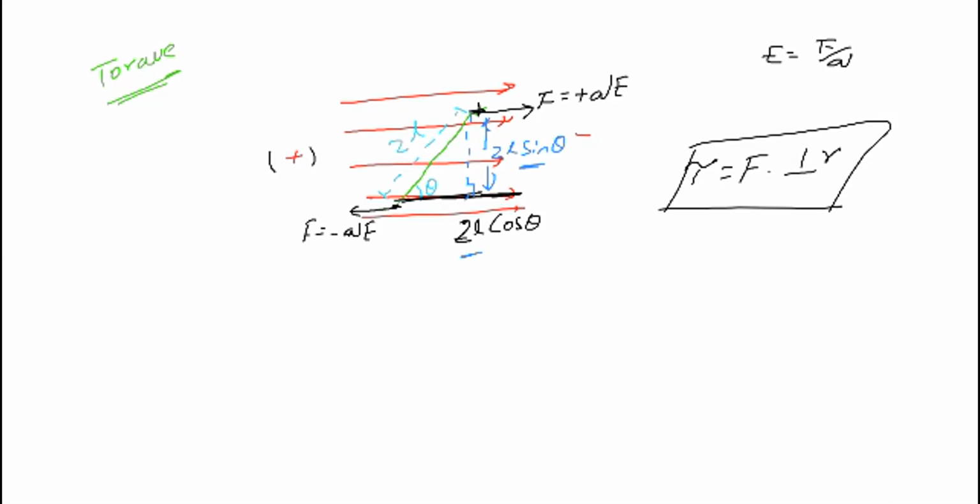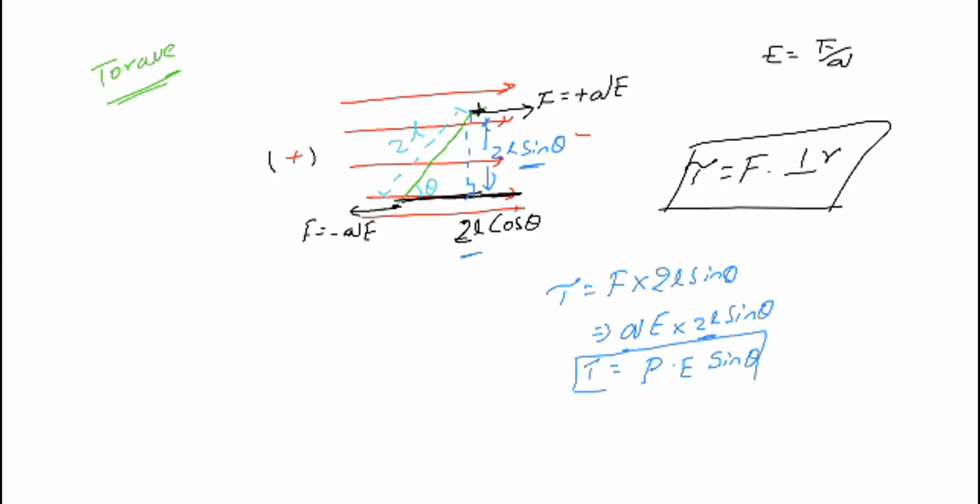Now we'll see the relations. Torque is equal to force into perpendicular distance, and the perpendicular distance is 2l sin theta. For force, we take either one force, because both forces are the same, though in opposite directions. So torque is equal to QE into 2l sin theta. 2lQ is nothing but your dipole moment P. So P, the dipole moment, into E sin theta is your torque. This is your final relation: tau is equal to PE sin theta.